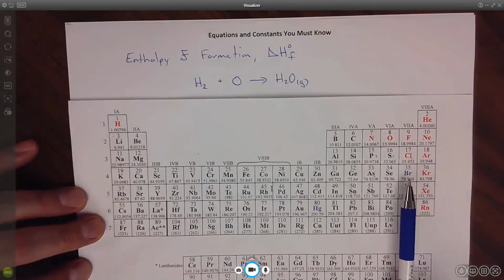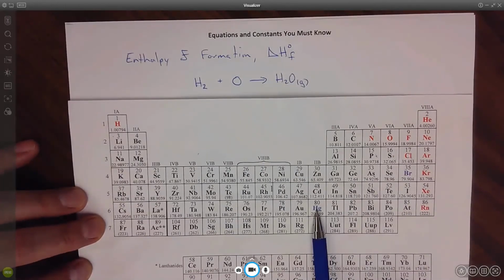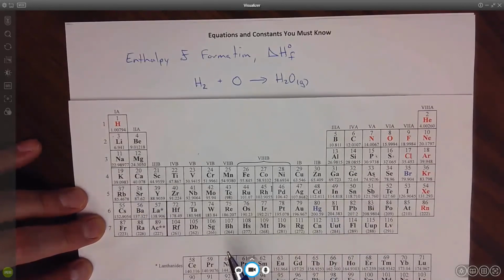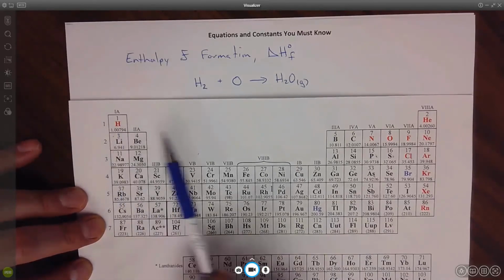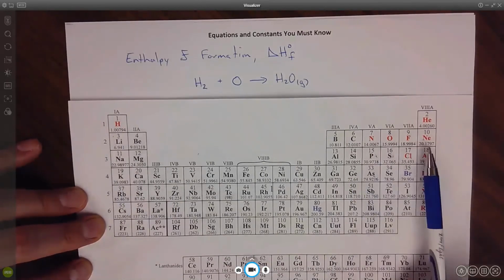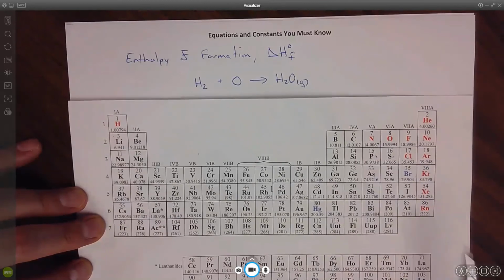The ones in blue, which are only bromine and mercury, exist as liquids in their standard state. And then the rest of the elements you'll note are all in black, and that's because they exist as solids in their standard state. Then there's also the diatomics. So most of the elements can exist as a single atom by themselves. However, certain elements like hydrogen, nitrogen, oxygen, and the halogens, so fluorine, chlorine, bromine, iodine, and astatine, only exist as diatomics. Again, you need to know that.